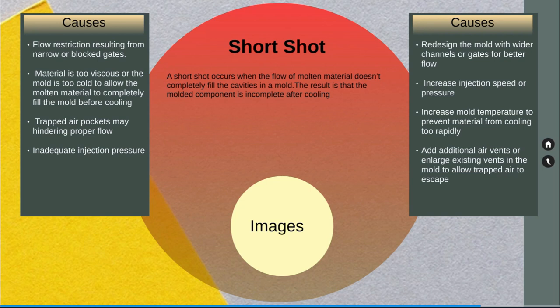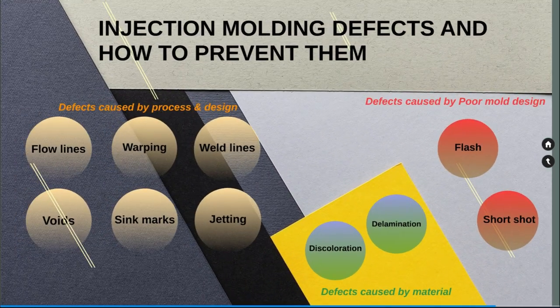Now what are the mitigations? The mitigations are redesigning the mold with wider channels or gates for better flow. And second is increase injection speed or pressure. And third is increase mold temperature to prevent material from cooling too rapidly. The last one is add additional air vents or enlarge existing vents in the mold to allow trapped air to escape.